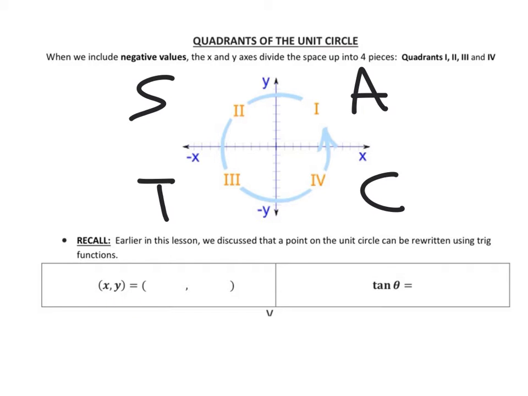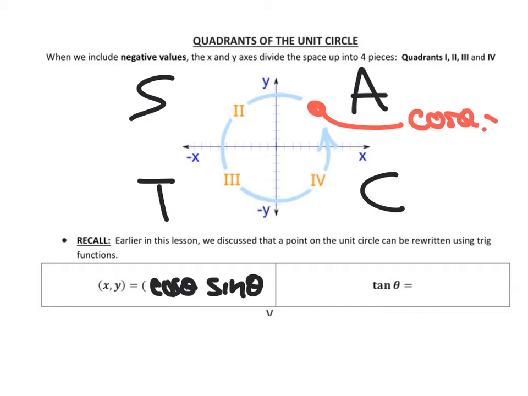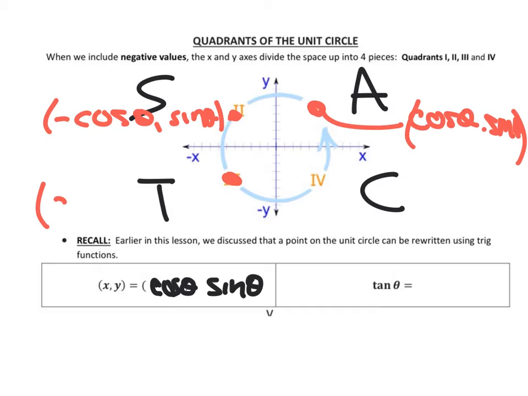Other things you should recall. Every point x, y on the unit circle can be represented by cosine theta, sine theta. Now, as you go, it's going to change whether it's positive or negative. Remember, here they're all positive. So this would be positive cosine, positive sine. However, when I move to this quadrant, only sine is positive. So this point would be negative cosine, positive sine. In this quadrant, only tangent's positive. So this would be negative cosine, negative sine. And then, only cosine's positive, so positive cosine, negative sine.